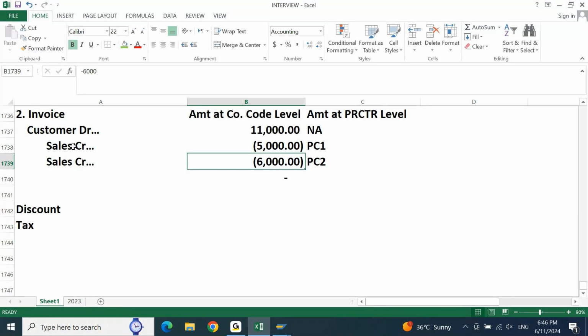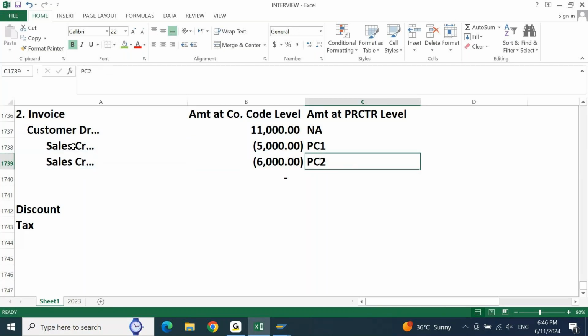If you sell 2 products to a customer, on one product there may be a discount available, on the other product there is no discount. Is it possible or not possible? Possible. In that case, you are not expecting the system to split the discount between 2 profit centers, right? You want the system to split the discount only on this line item.